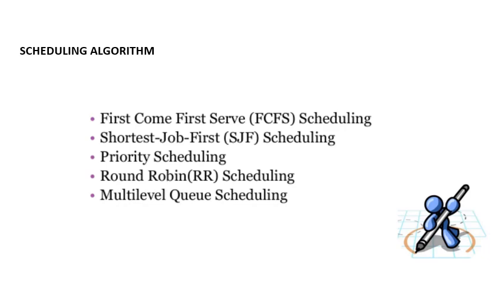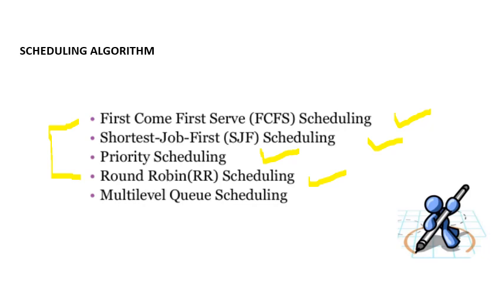four scheduling algorithms basically. The first one is the first come first serve scheduling method, the second is the shortest job first scheduling algorithm, the third is priority scheduling, and the fourth is round robin scheduling. So these are the four different algorithms which can be implemented by the user.